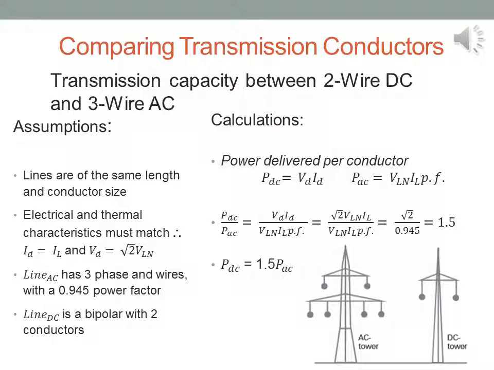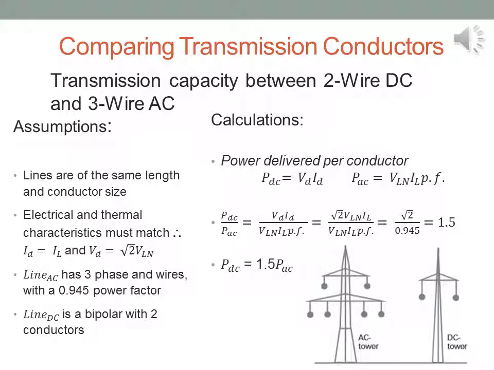Let us compare the power delivered in the transmission lines between a 2-wire DC system and a traditional 3-wire AC system. We shall assume that the transmission lines are of equal length and conductance. The lines are thermally limited so that the DC current is equal to the RMS AC current, and the DC voltage is equal to the peak AC voltage. Also, the system is operating at a power factor of 0.945.